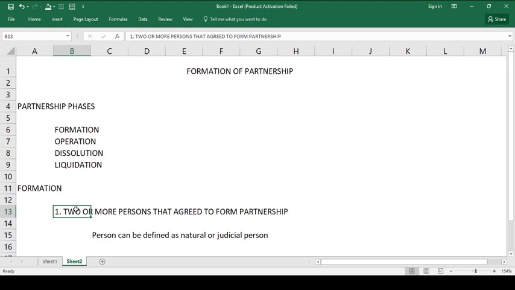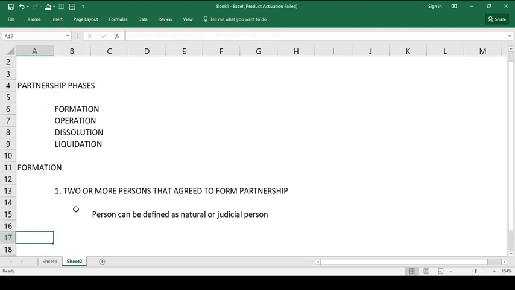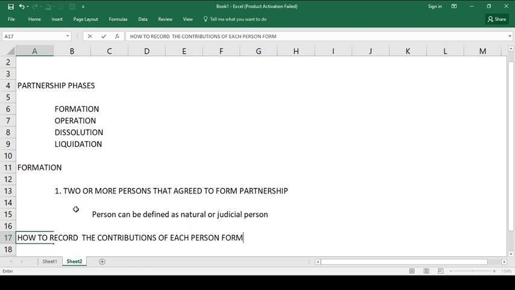Our problem here is not how to prepare the contract or how to deal with other persons. Our problem in this situation is how to record the contributions of each person forming the partnership. That is our target, forming the partnership.